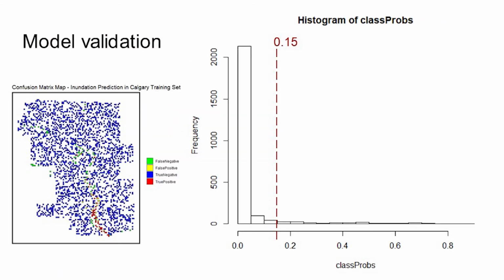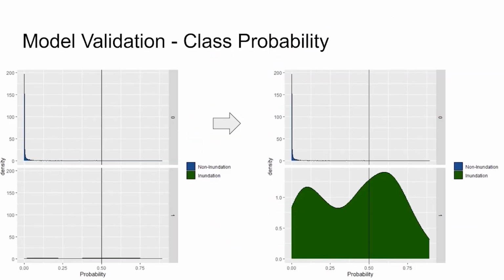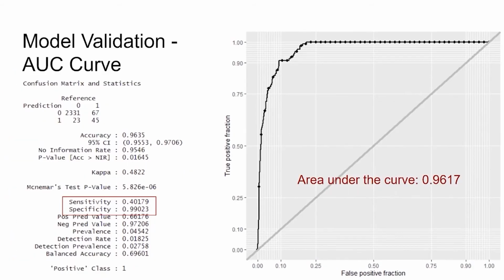Then we ran the model on the test sets. The predicted probabilities of most locations are below 0.15. The distribution of both flooding and non-flooding probabilities shows that our model performs better in predicting non-inundation areas than inundation areas. The AUC curve reveals a 0.96 accuracy of our model.